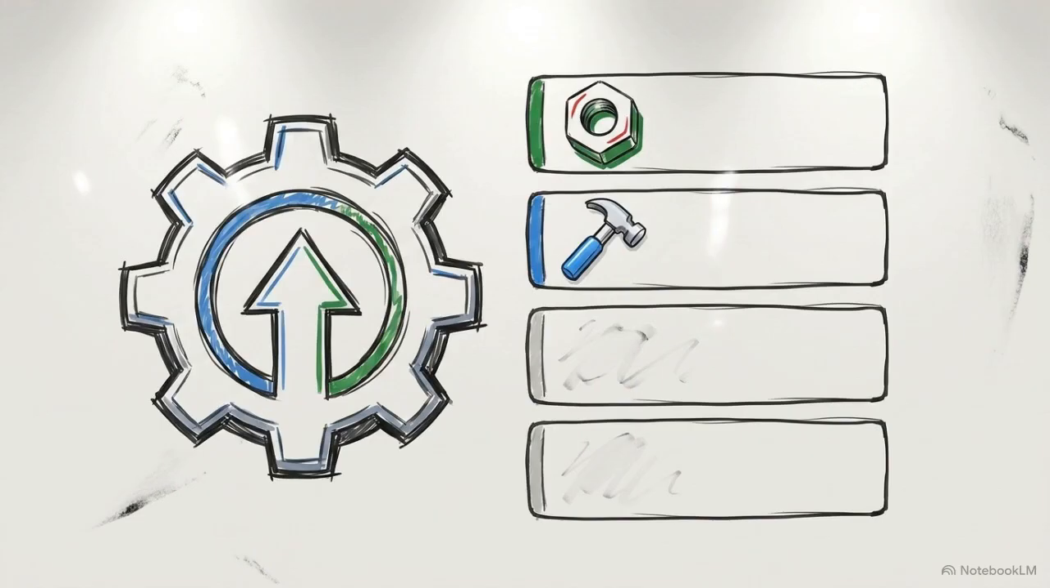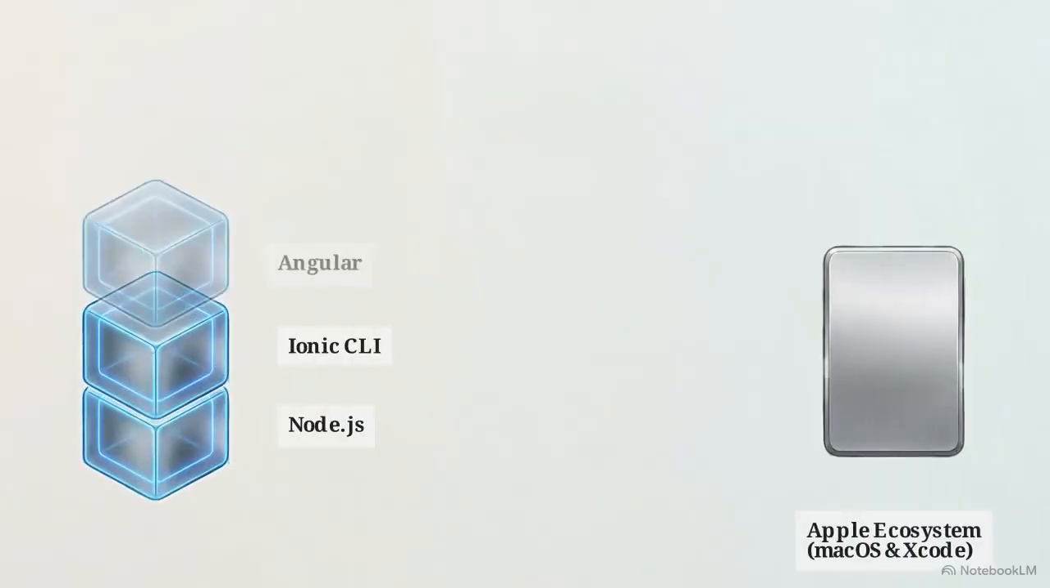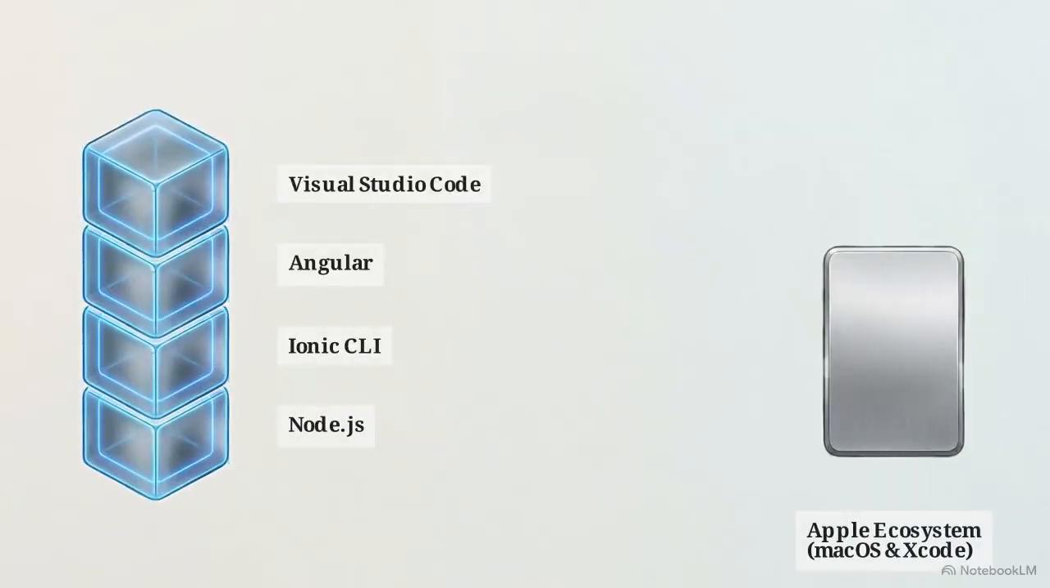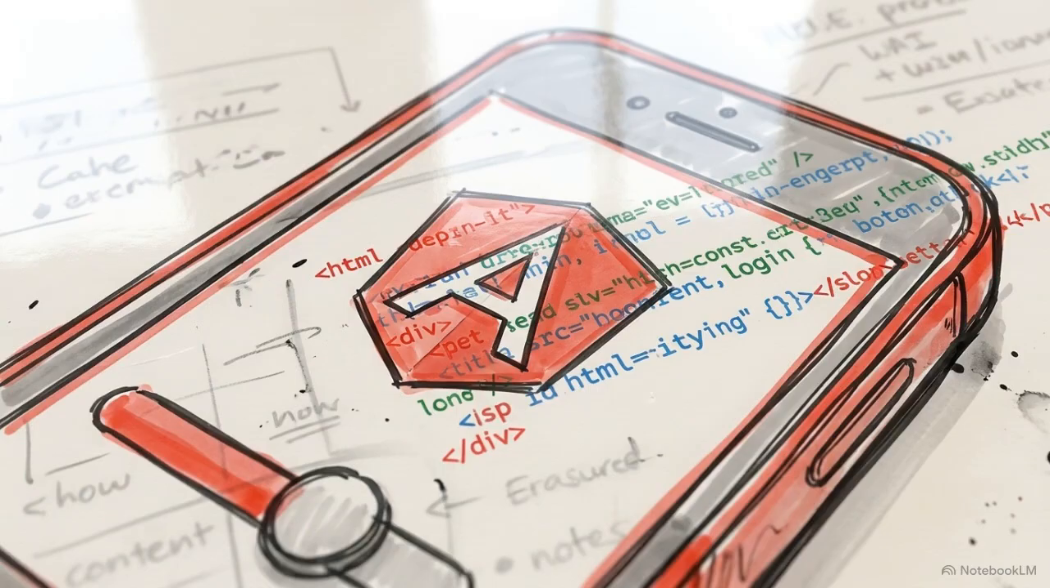This is the required toolchain you need to get started. You need Node.js for your JavaScript runtime, Xcode to supply the iOS simulator, Visual Studio Code for authoring, and the Ionic CLI to generate the workspace. By stacking these specific open-source tools against Apple's proprietary software, we create a secure bridge. This exact setup is what allows standard web code to eventually compile into a native application.